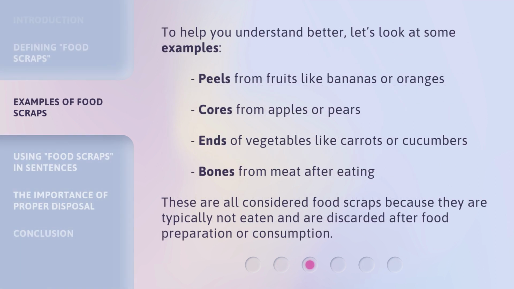To help you understand better, let's look at some examples. Peels from fruits like bananas or oranges, cores from apples or pears, ends of vegetables like carrots or cucumbers, bones from meat after eating. These are all considered food scraps because they are typically not eaten and are discarded after food preparation or consumption.